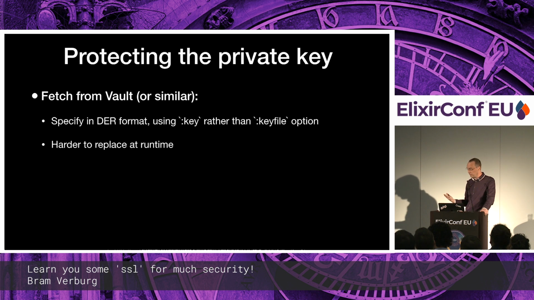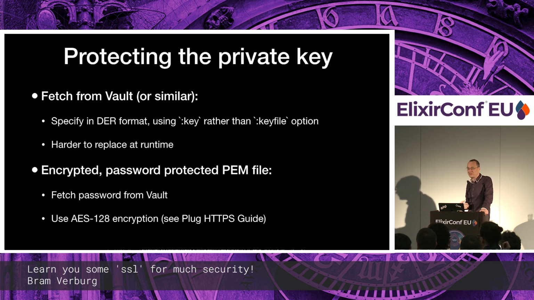Now you may want to protect your private key. You may not want to store it in plain text on the disk. That's usually a bad idea. So one way to handle this might be to fetch the private key from a Vault server, for example, and then not write it to disk, but pass it in memory to the SSL application. You would have to use the binary format rather than the base64 encoded format. And for that, you use the key option rather than the keyfile option. But the downside is that it's harder to replace at runtime.